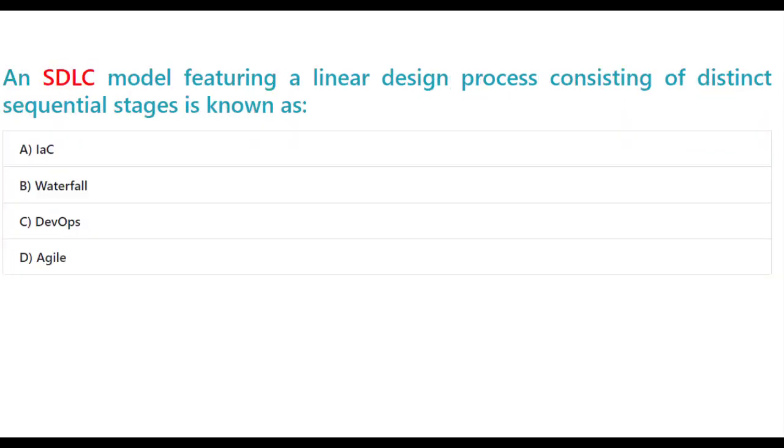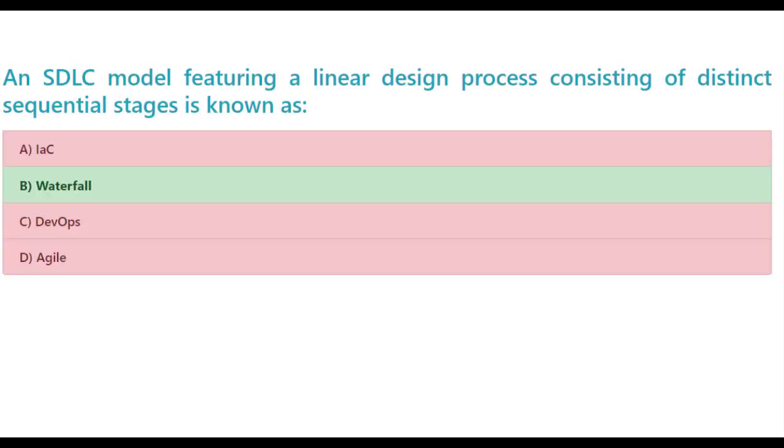An SDLC model featuring a linear design process consisting of distinct sequential stages is known as A. IAC, B. Waterfall, C. DevOps, D. Agile. The correct answer is B. Waterfall.